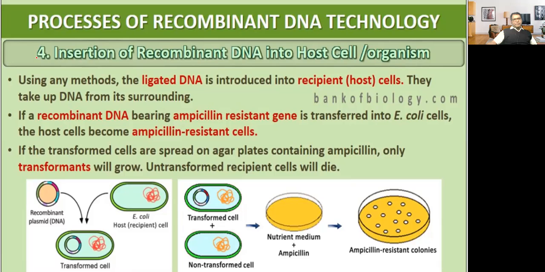Then the next step is insertion of recombinant DNA into a host cell or organism. Now we have got recombinant DNA. Using any method, the ligated DNA is introduced into the recipient or host cell. They take up DNA from their surroundings. This recombinant DNA is there. Now this is a host cell, E. coli, not having recombinant DNA. This host cell will be exposed to the recombinant DNA, and the cell will pick it up. So now this will be called a transformed cell.